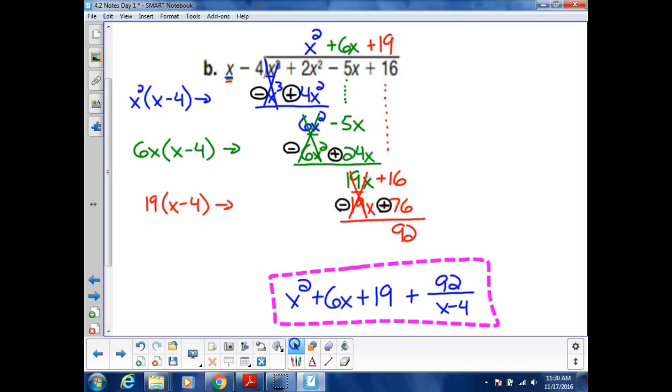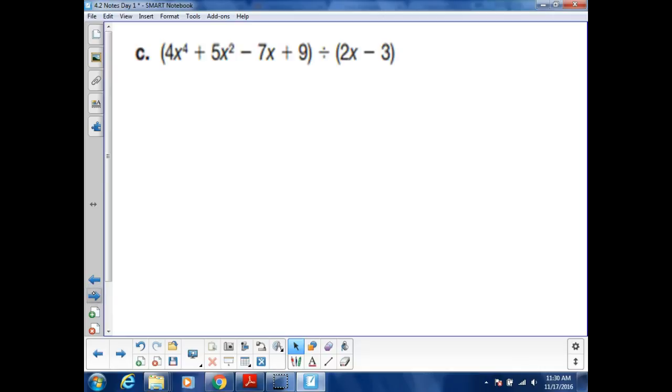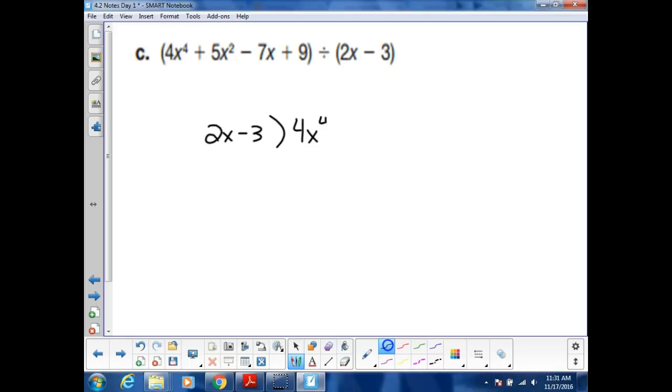Ready to try another one? Looking at this one, I think it's letter C. Yes, in fact, it is letter C. Just from quick visual inspection, what's wrong with this one? It's a different setup, but can we handle the setup? What's going to go on the outside of the division? The 2x minus 3. What's going to go on the inside of the division? 4x to the 4th. Then?